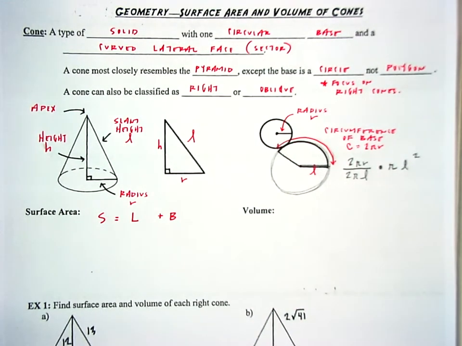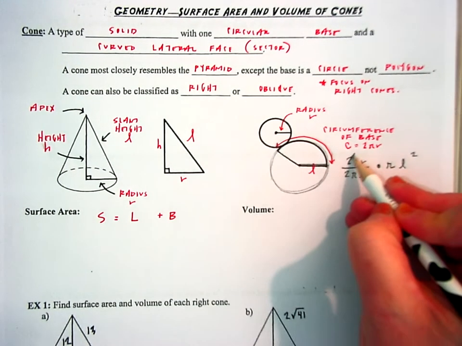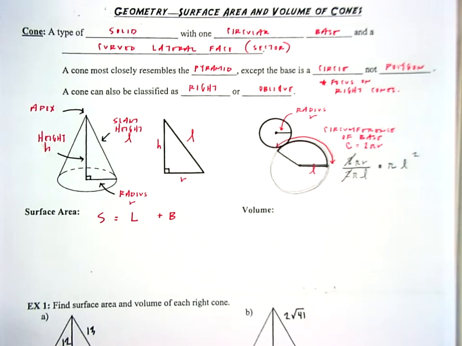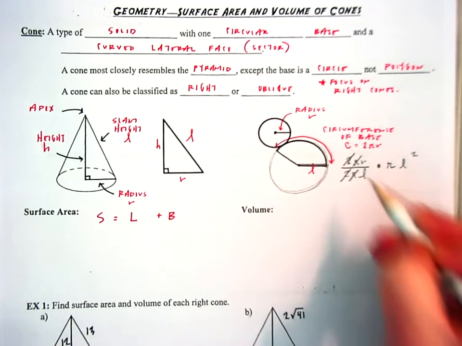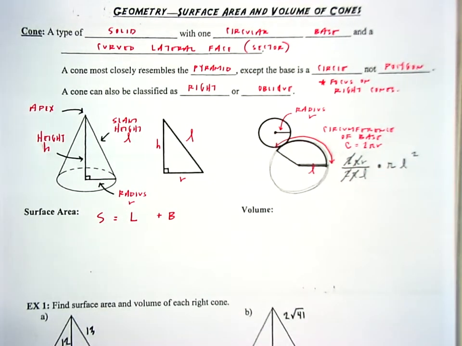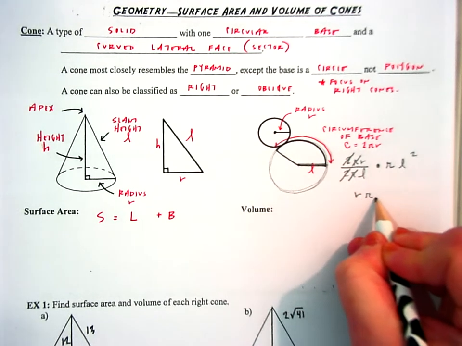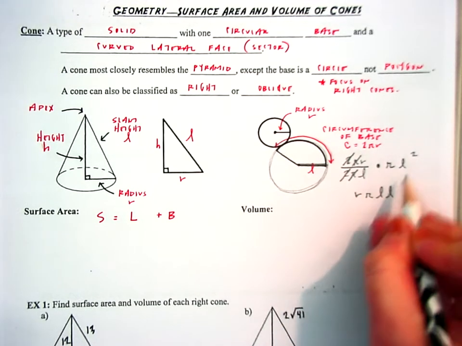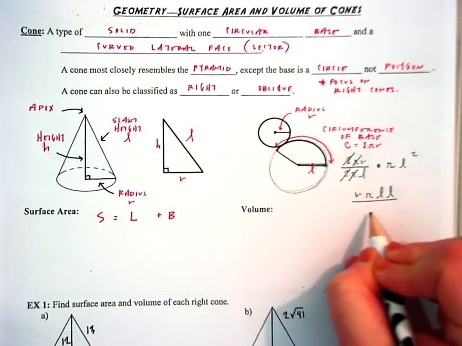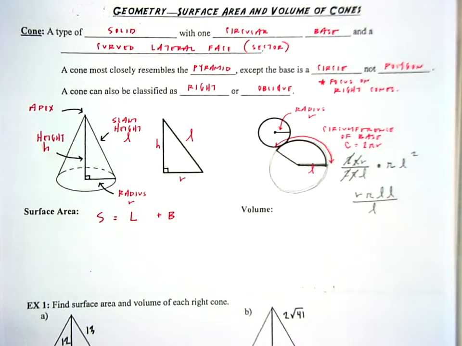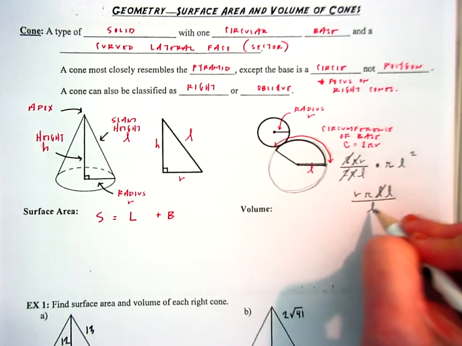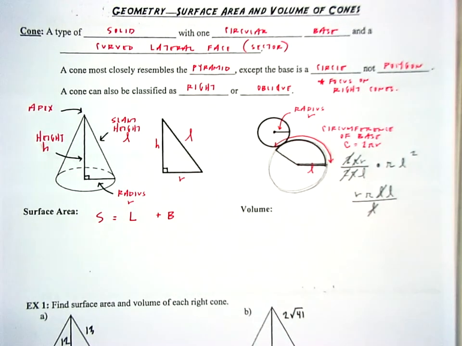So now I just need to think, how can I reduce this? I can easily reduce the 2 and 2. That's a 1-to-1 ratio. The pi to pi, that's a 1-to-1 ratio. So now what do I have left? I have the radius times pi times slant height, over slant height. So one of these slant heights can cancel top and bottom, and I'm left with the radius times pi times the slant height.